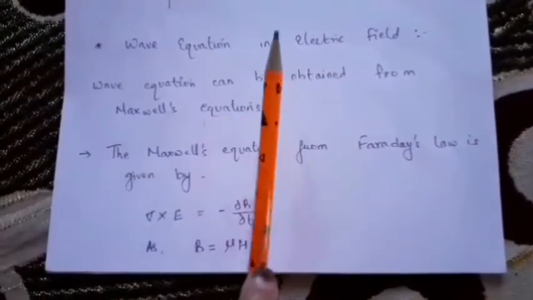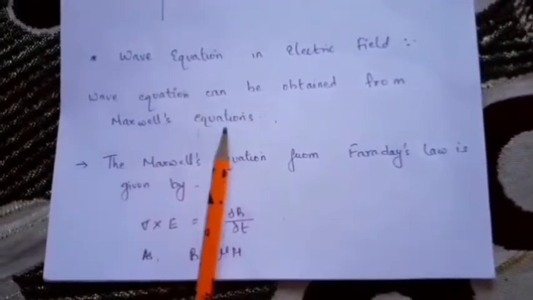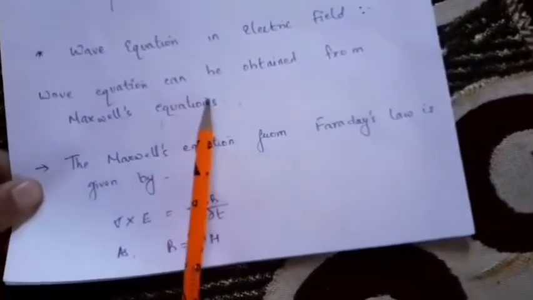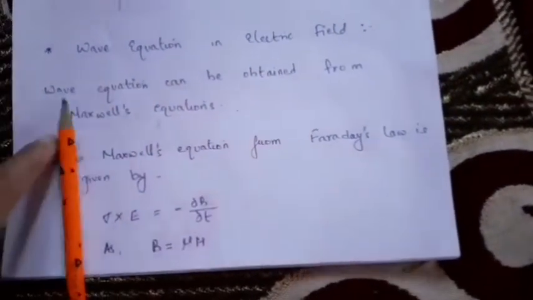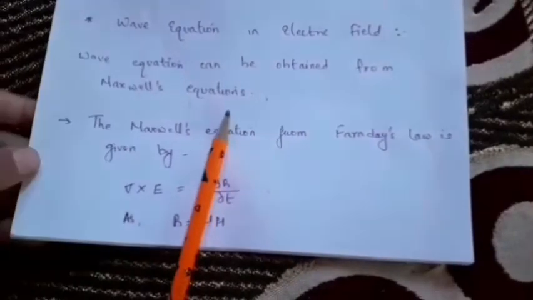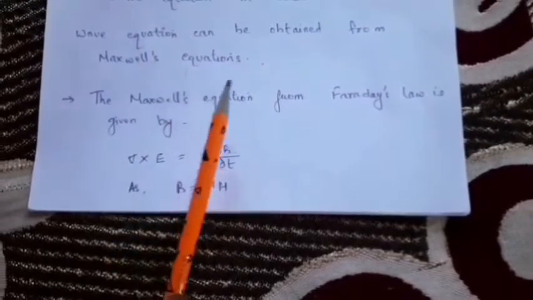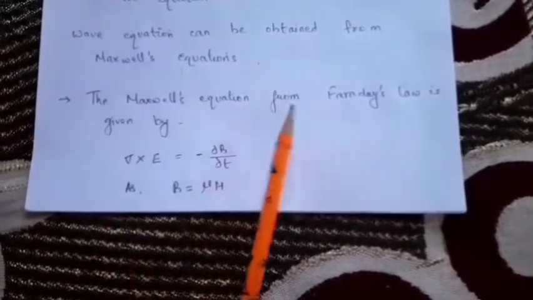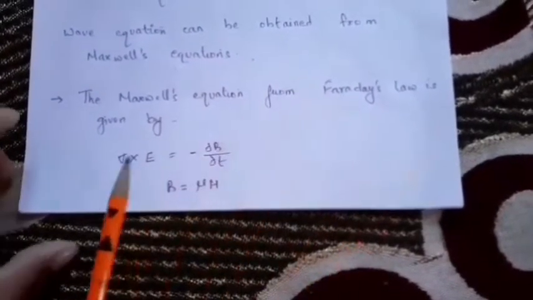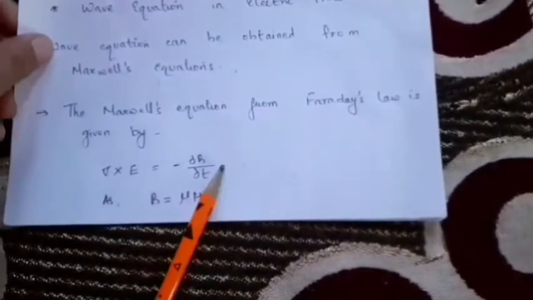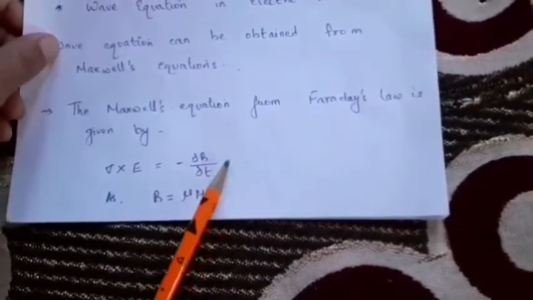For any electromagnetic wave, we can use only Maxwell's equations to describe its wave parameters. So here also we are going to use Maxwell's equations. The wave equation can be obtained from Maxwell's equations. First, to derive the wave equation in the electric field, we are going to consider Maxwell's equation from Faraday's law. Faraday's law means what? Maxwell's second equation: del cross E equals minus dou B by dou t. This is Maxwell's second equation, or Maxwell's equation from Faraday's law.